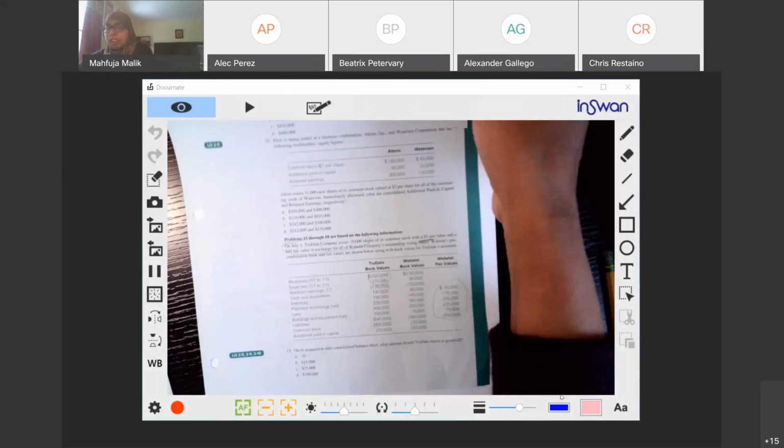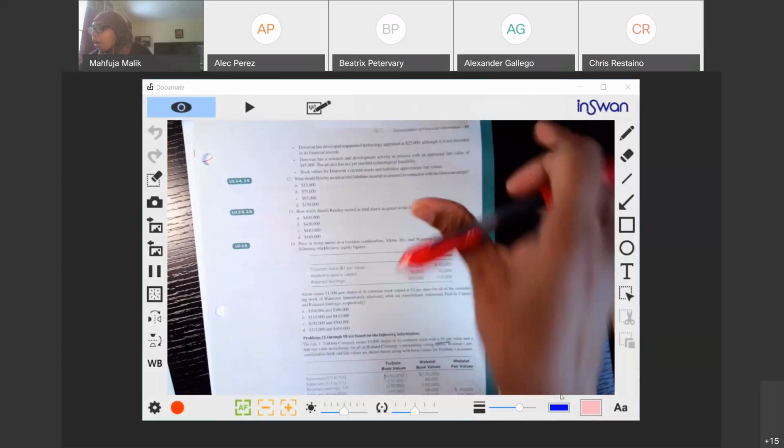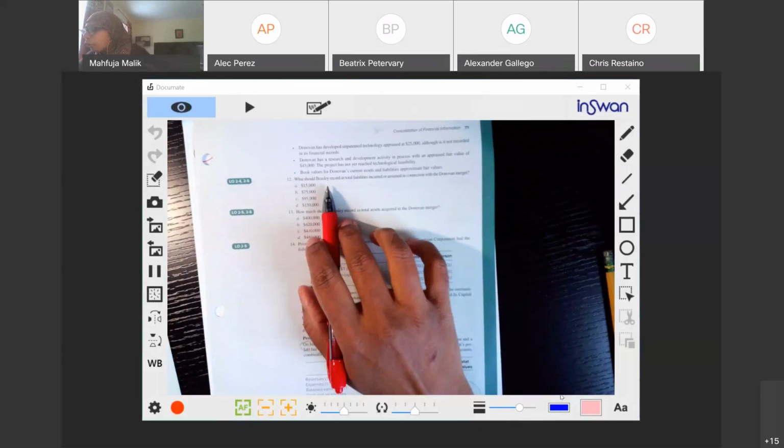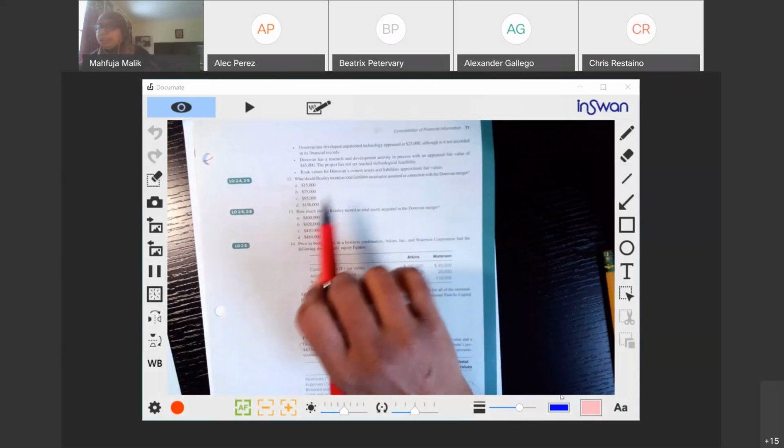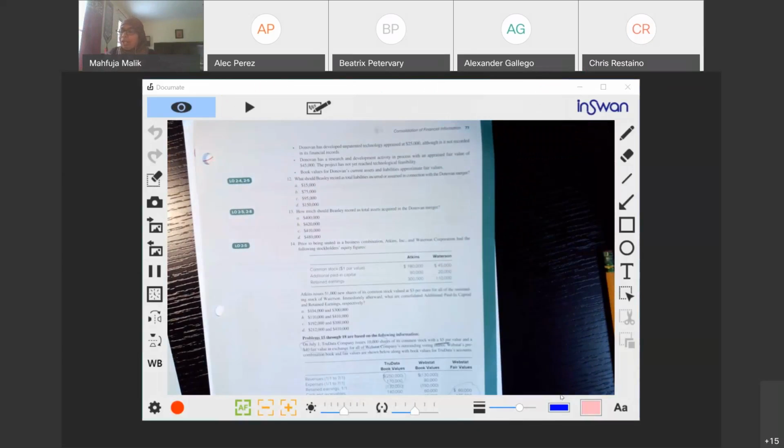So my first question, if you read it, what should Beasley record as total liabilities incurred with this Donovan merger? It's not like the typical question that you did in your previous problem. It's not asking for consolidated liabilities or the consolidated balance sheet. It just says, what are the new liabilities incurred from this acquisition? And of course, we're going to think of it from Beasley's perspective.